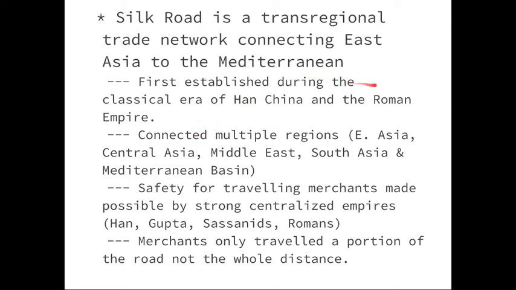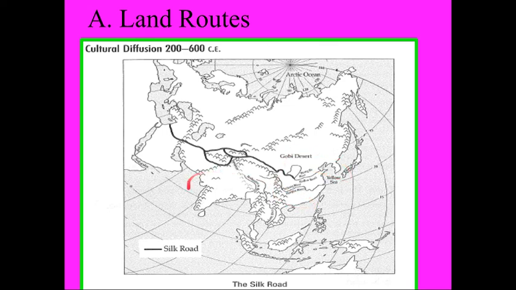But this system is first set up during the time of China, right? During their classical dynasty called the Han China, and during the Roman Empire. And it connected all these different parts of the world, right? It connects the East and the Southeast and the Middle East, right? And Europe and North Africa and Central Asia, right? So this is a Eurasian, right? Europe and Asia trade network.